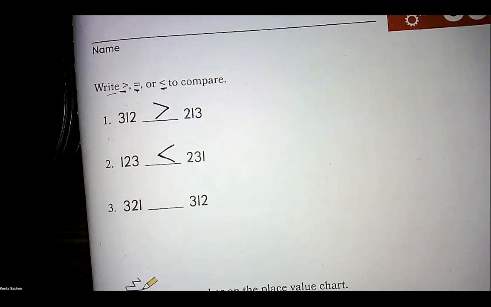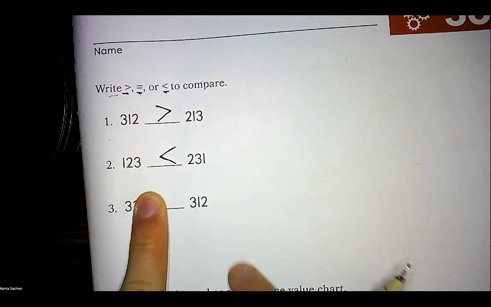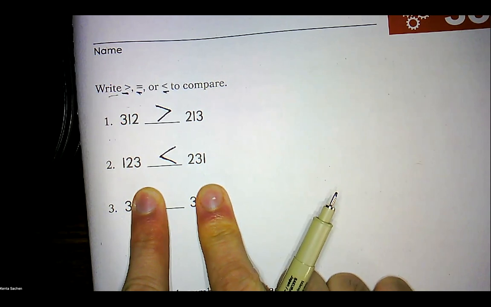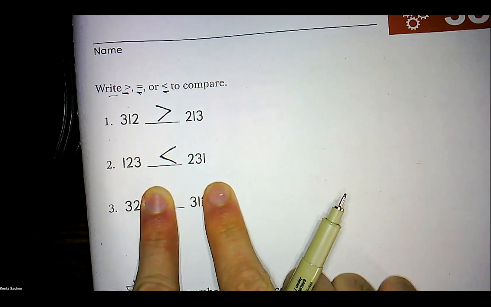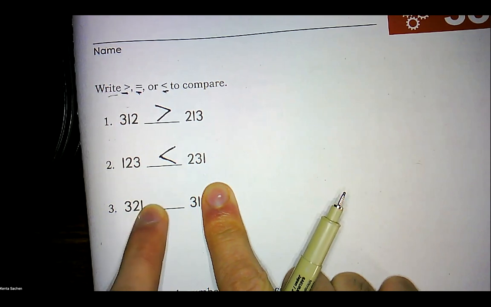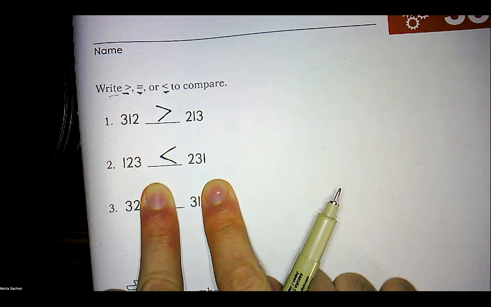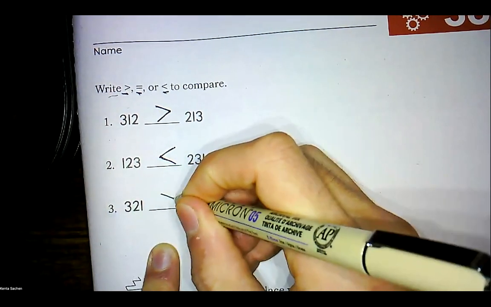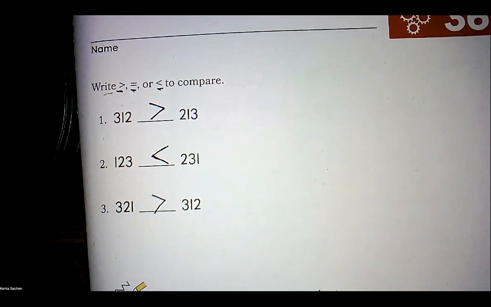Awesome. Now, last one, number 3, 321 and 312. Start by covering up. Oh, look, they're the exact same. They're 300 and 300. So now I'm going to slide my finger and compare my 2 and my 1, which is the bigger number now? Yeah, the 2, or 32 is bigger than 31. So I'm going to say that 321 is bigger than, or greater than, 312.